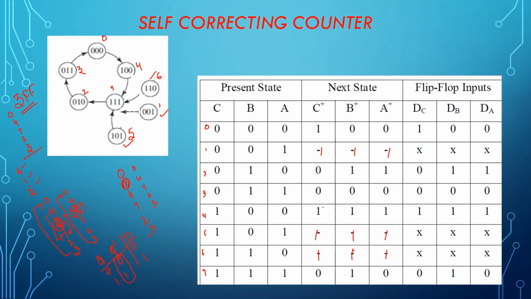So based on this, let's write the table. Present state is 0, next state is 1, so give the input as 1.